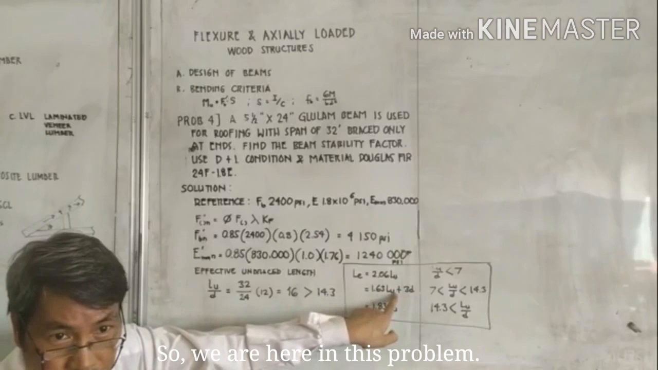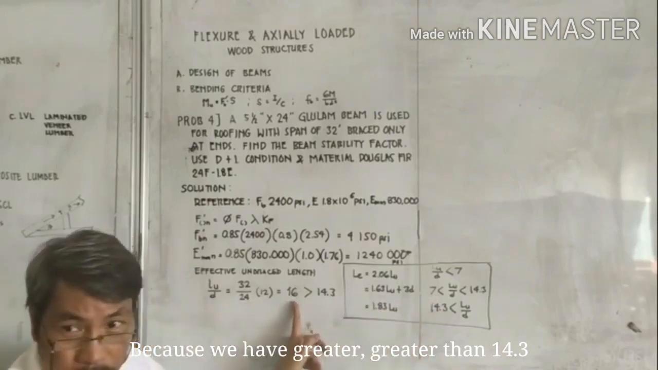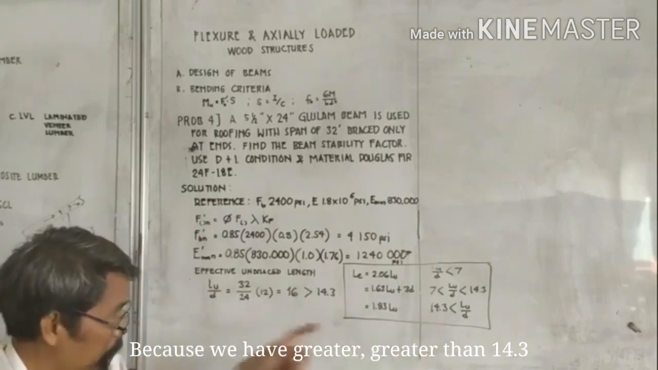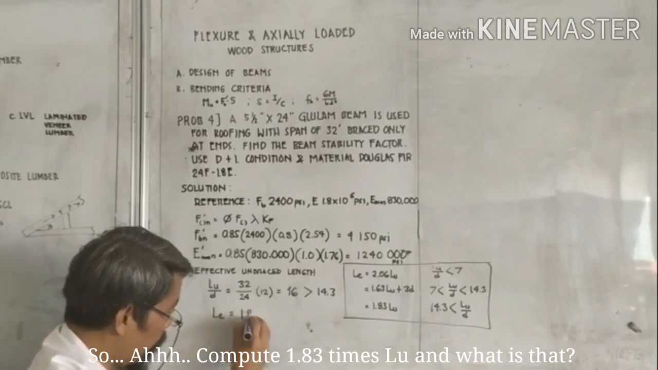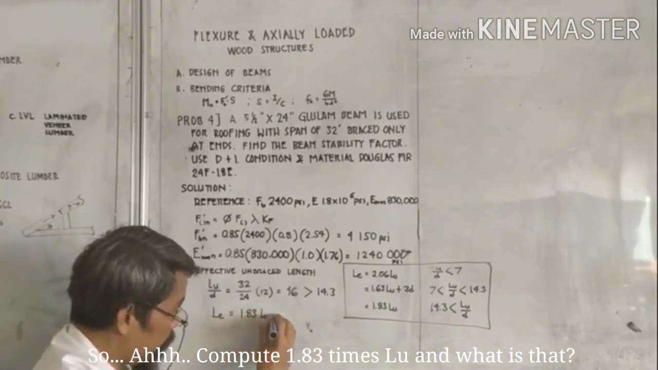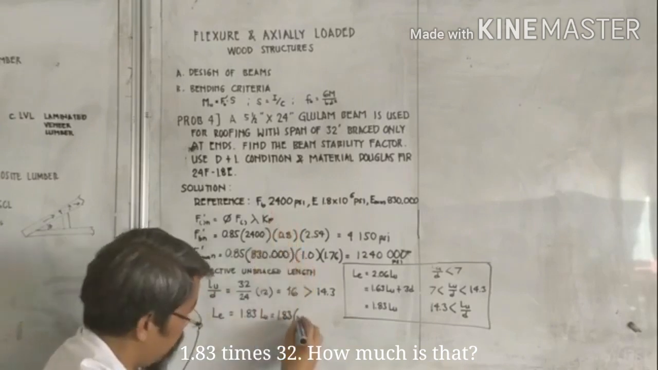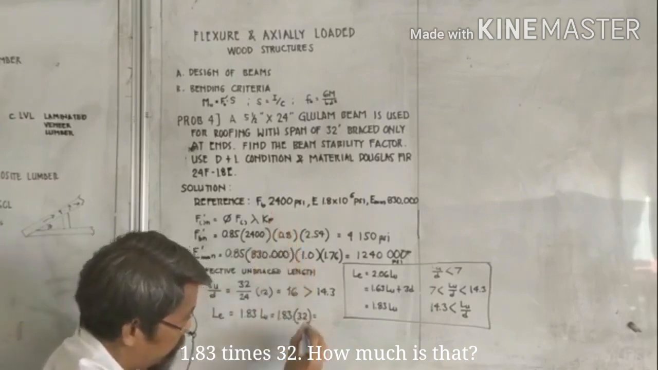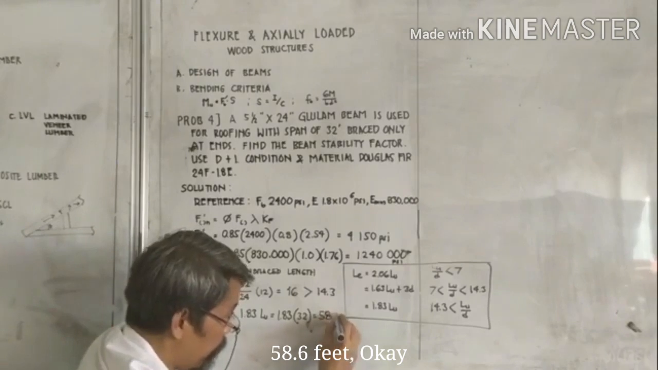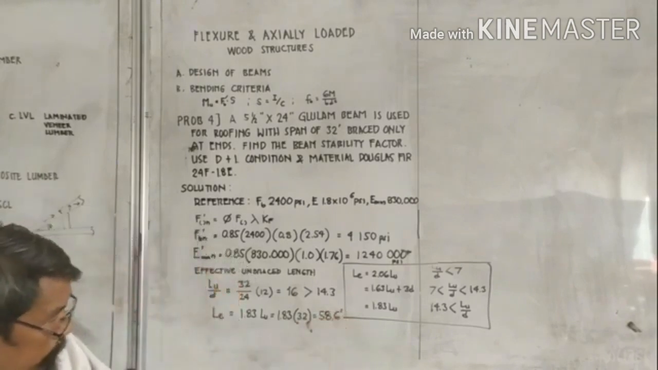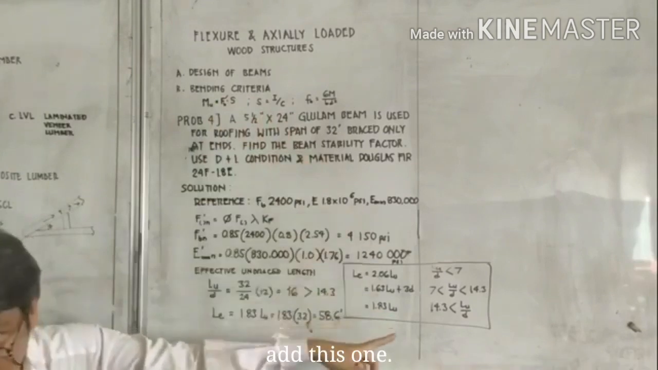So we are here in this problem. We are here because we have greater than 14.3. So we have to compute 1.83 times LU. And what is that? 1.83 times 32. How much is that? 58.56. That is why this is in addition to this. So 1, 2, 3, add this one.